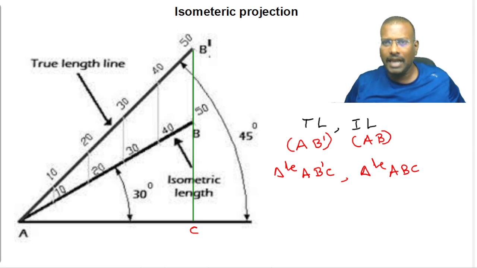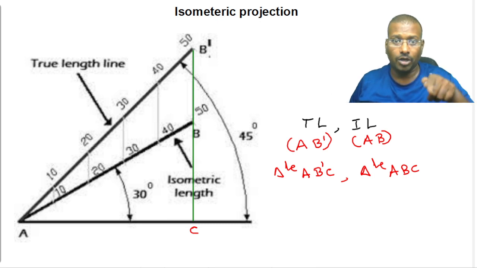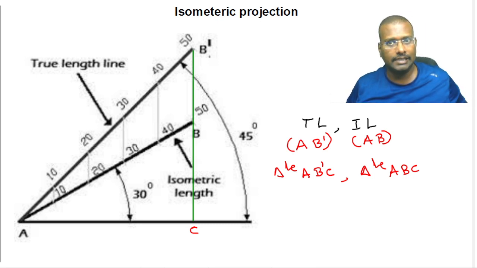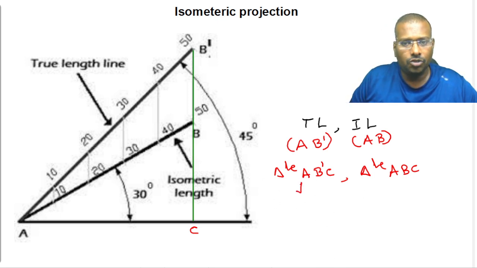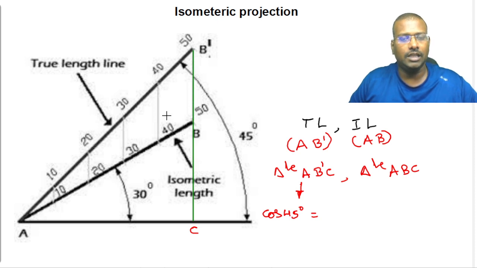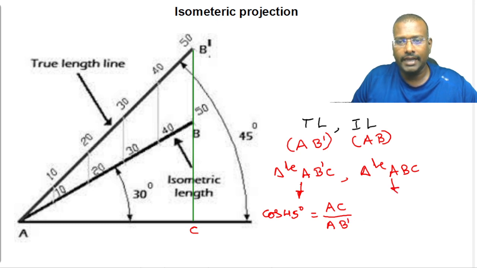The base is going to be the same. AC will be the same for both. So from the triangle ABC, I have to know the relation between hypotenuse as well as adjacent side. Therefore how much are we going to get? So from this triangle I am going to consider cos 45. What is cos 45? Cos 45 is nothing but adjacent side divided by hypotenuse, that is AC divided by AB dash.